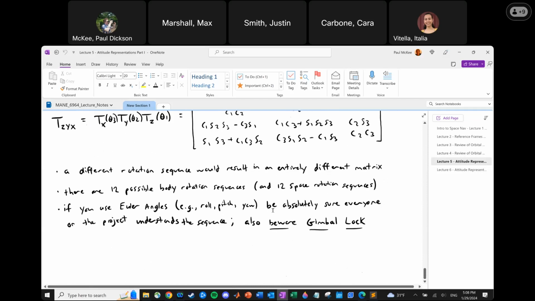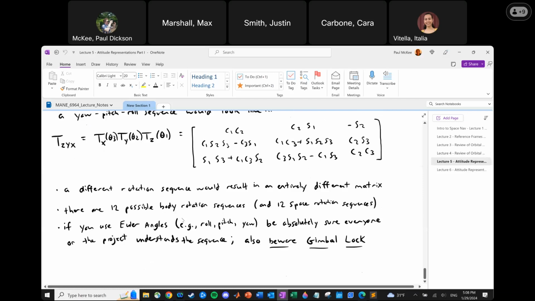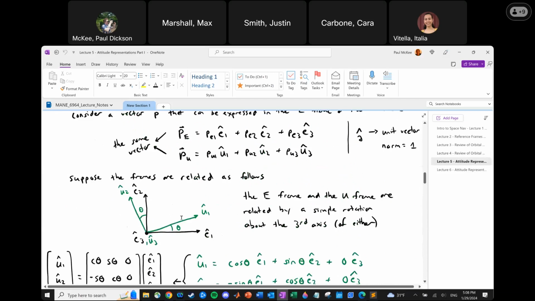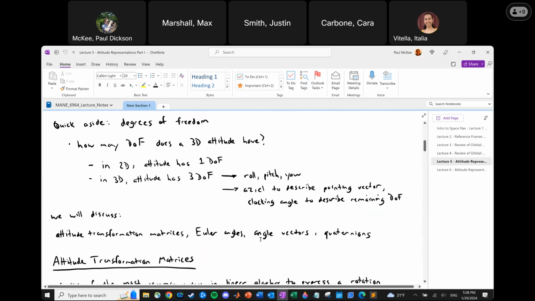If you use Euler angles, or if you use attitude transformation matrices, or if you use angle vectors, which we didn't get to yet, today we're going to talk about angle vectors, sometimes called Euler axis angle, which is a bit confusing because then there's Euler angles, which is different. And then also the unit quaternion being used to describe a spacecraft attitude or any body attitude. That's going to be our main focus today.